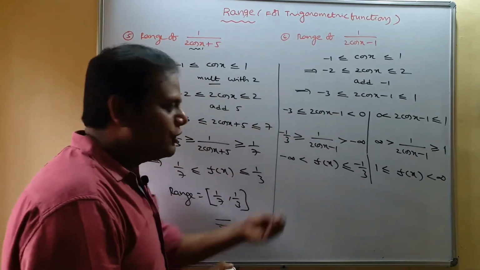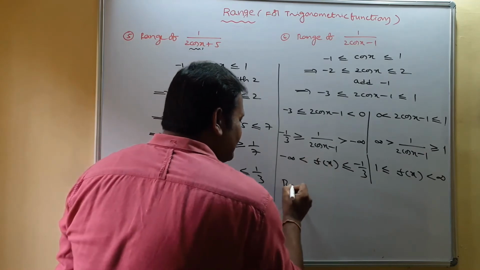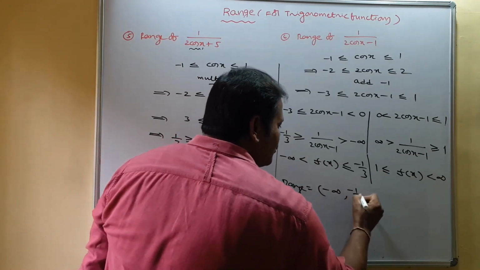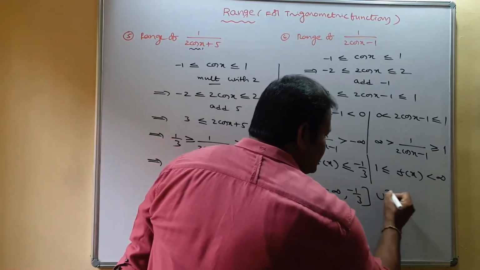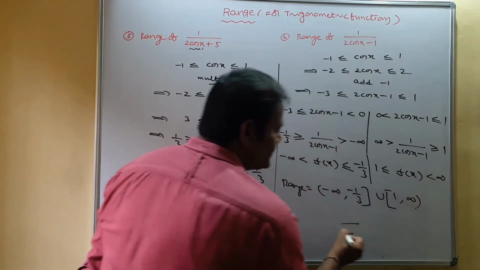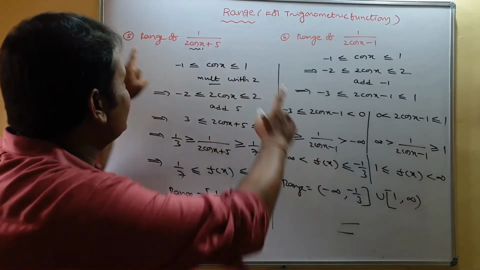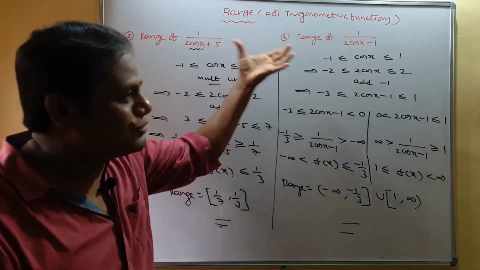Now give the final answer. So f of x values, range equal to minus infinity to closed interval minus 1 by 3 union closed interval 1 to infinity. So this is the range of the given function. You try to understand the difference between these two examples. That's why I have chosen these two.